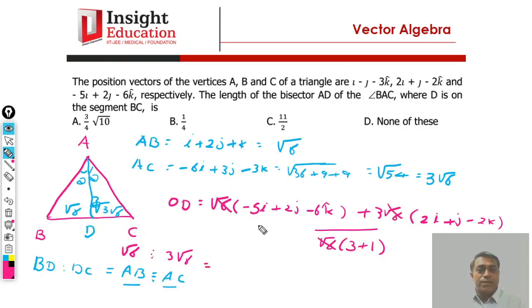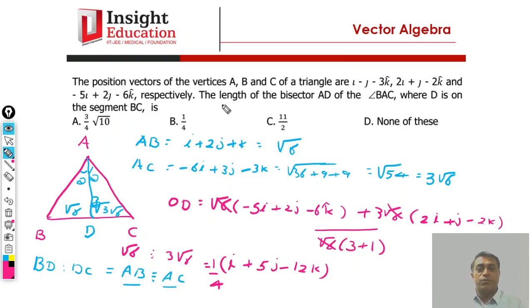So now the final answer. Here I can say minus 5I plus 6I, so I. Then 2J plus 3J, so that is 5J. Then minus 6K, 3 into minus 2 is minus 6K, so minus 6K minus 6K, minus 12K, divided by 4. So 1 upon 4. So this is position vector OD. So OD is equal to 1 upon 4 into I plus 5J minus 12K.